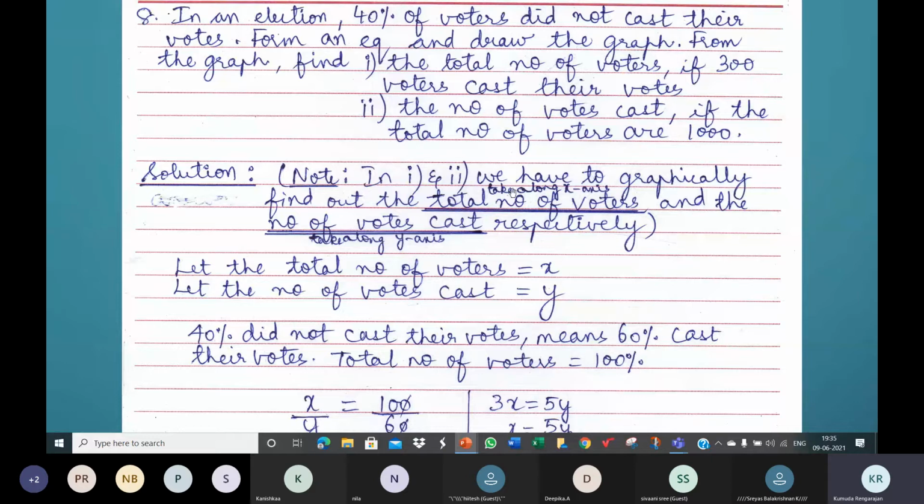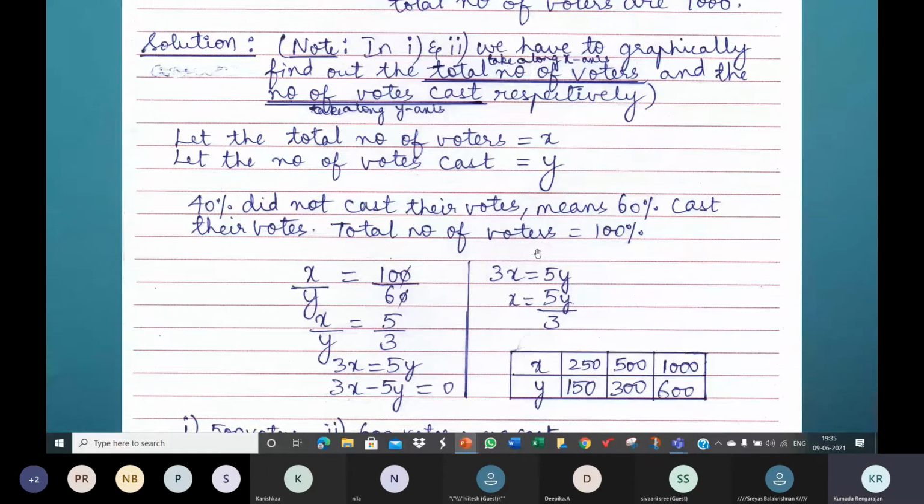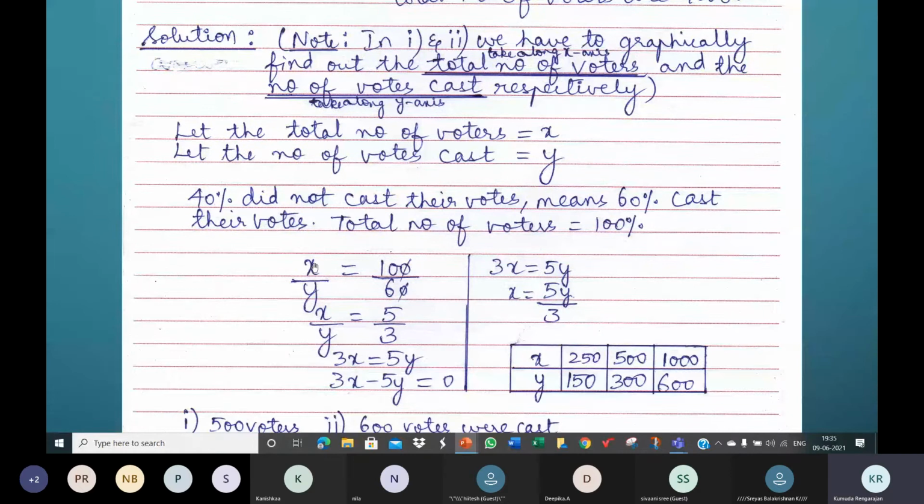So let's take, I told you anything along x and the other thing along y. So total number of voters along the x axis and number of voters who cast their votes along the y axis. So whatever you take along the x and y axis, find that ratio. You can find y by x also. You can find x by y. Again, there's no order. You're finding a ratio. So if you say x by y, write x first and then y. If you're finding y by x, write y and then x.